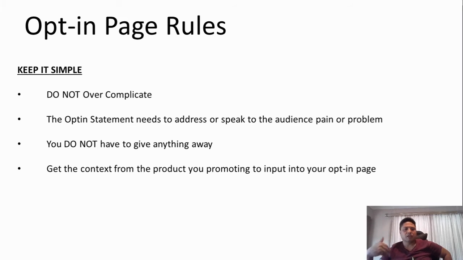Get context from the product page or the sales page that you are trying to promote a specific product for. So if you're promoting a specific product, in terms of software or whatever it might be, make sure that the context for your statement comes from that sales page. That way you're ensuring that there's congruency between your opt-in page and your sales page. Those are the basic rules for an opt-in page.